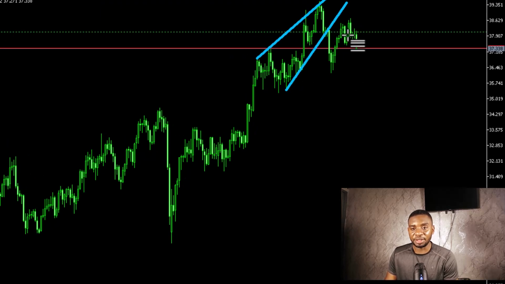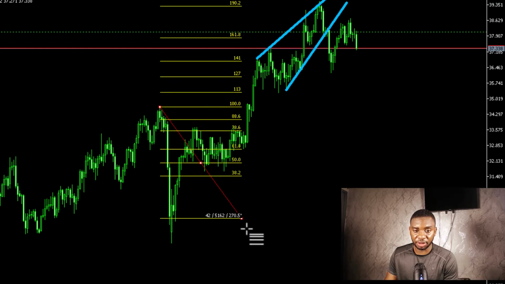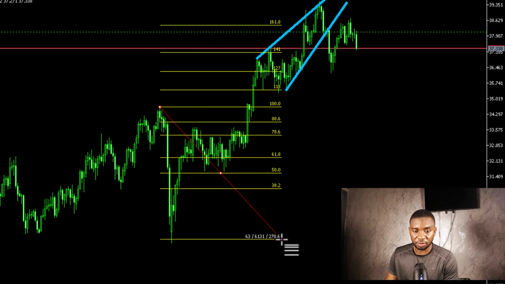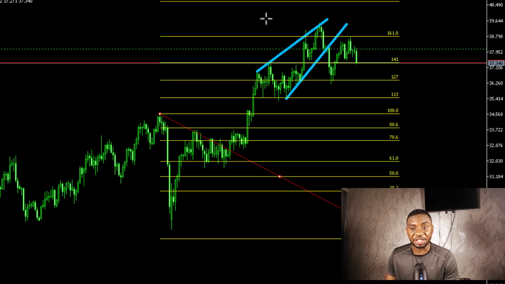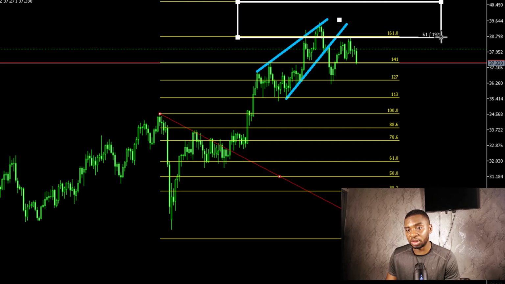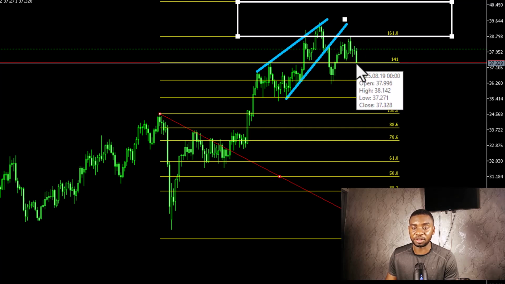This is how I would have marked my entry level, from this swing high here to this swing low. My ideal entry position would have been from the 190.2 Fibonacci level all the way to the 1618.8 Fibonacci retracement level. So this is where I would have loved to enter this trade. But as it is, price just came, kissed it, and reversed.